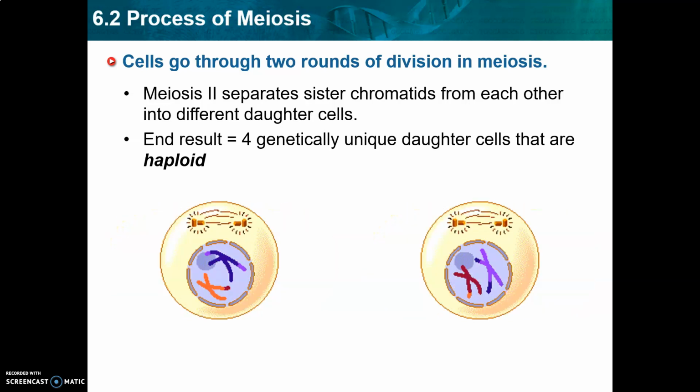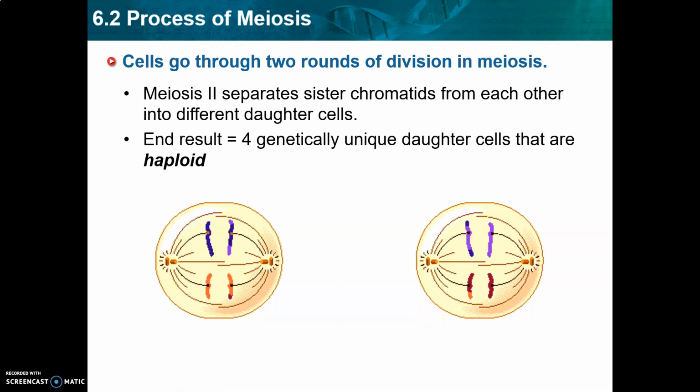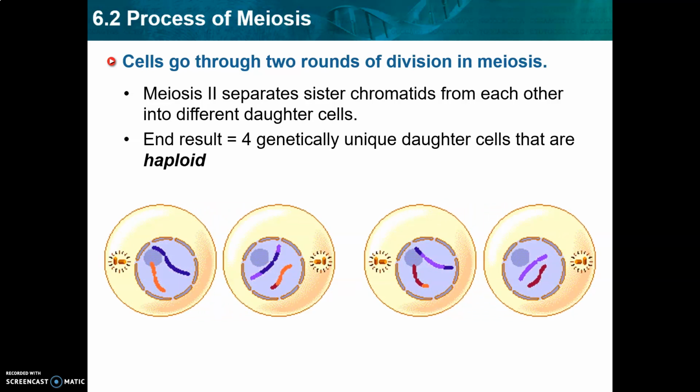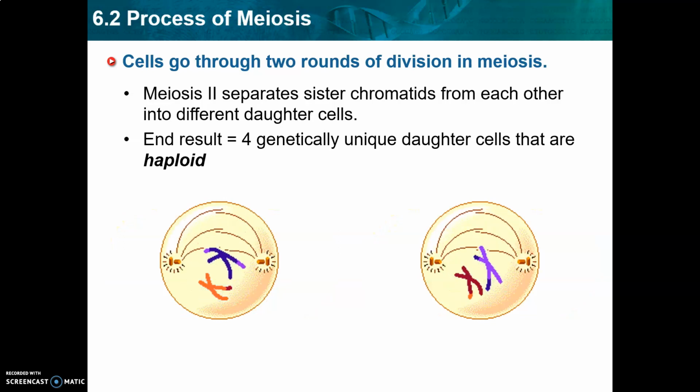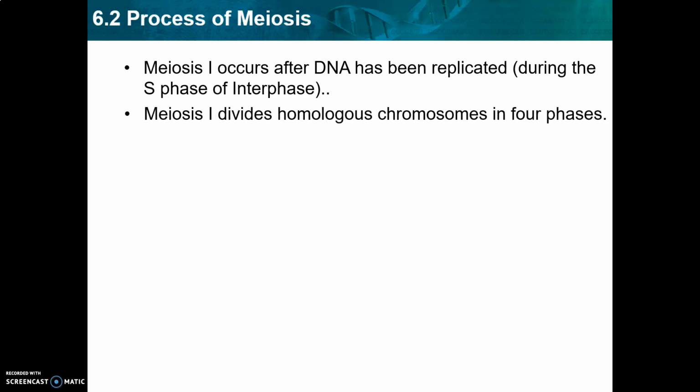So let's look at the animation here. 2 cells from meiosis 1, we have the lining up of those chromosomes in a single file line, separation of chromatids, and then the formation of new nuclei and cytokinesis. So meiosis 1 happened right after DNA had been replicated. Remember, that occurs in the S phase of interphase. Meiosis 1 was responsible for dividing homologous chromosomes in 4 phases: prophase, metaphase, anaphase, telophase. Now we put a 1 after each phase name so that we know it's happening in meiosis 1.